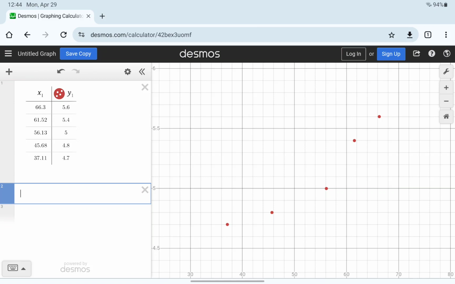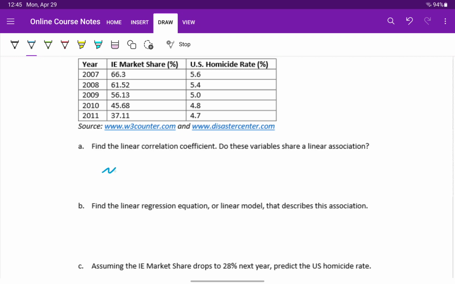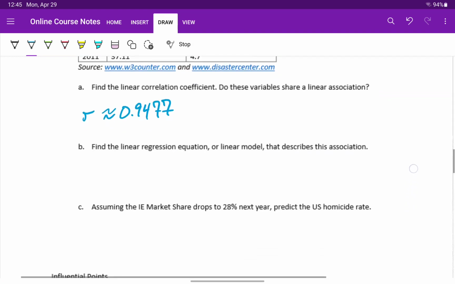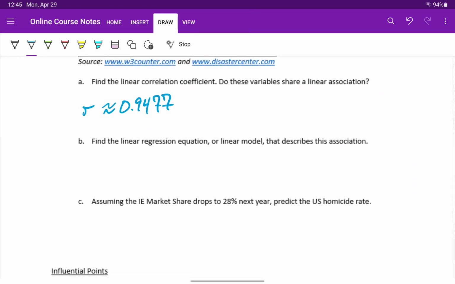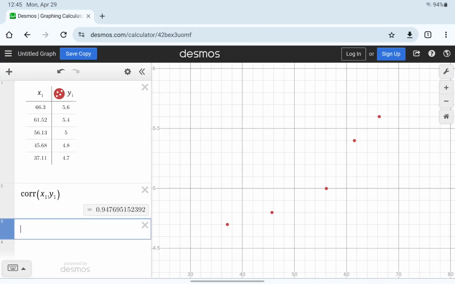I have this data entered into Desmos already. We can start off by calculating the correlation coefficient using the command CORR, x1, y1, and we get in this case a correlation of 0.9477. With that value being close to 1, we know we have a strong positive linear association between these two variables. So we can go ahead and find the linear regression equation.